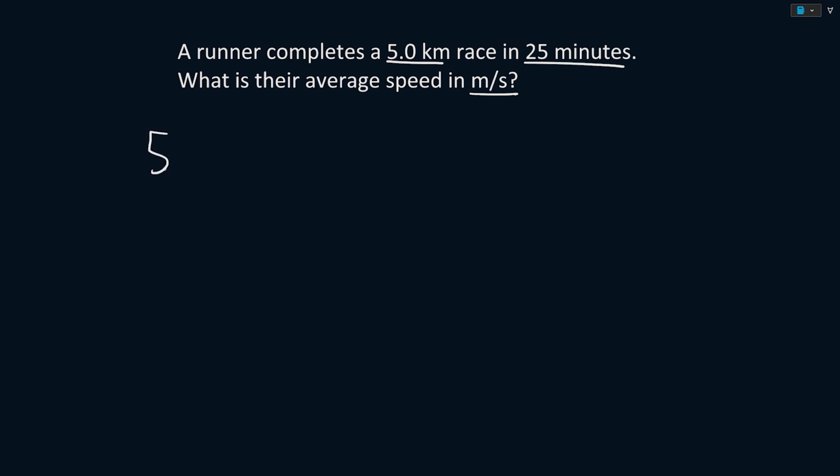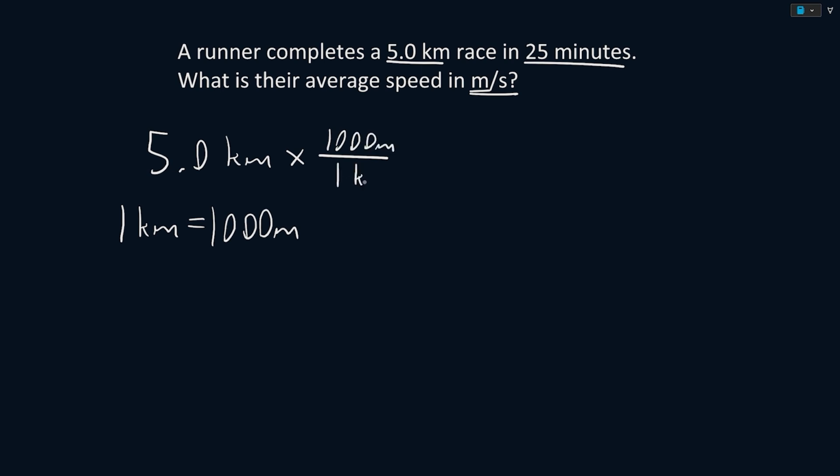We were given 5.0 kilometers, and we want to convert to meters. We know that 1 kilometer is equal to 1,000 meters. So to go from kilometers to meters, we need to multiply through our conversion factor of 1,000 meters for 1 kilometer. Multiplying through this, the kilometers cancel and leave us with meters. Solving this, we get that 5 kilometers is equal to 5,000 meters.